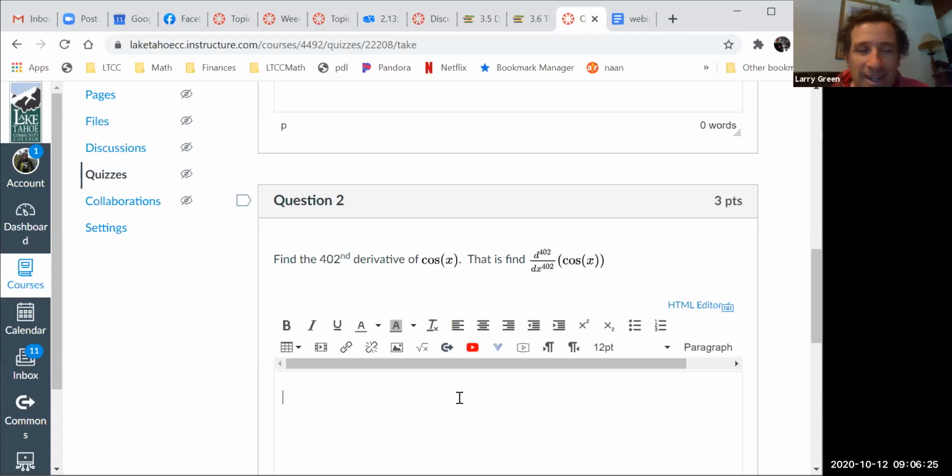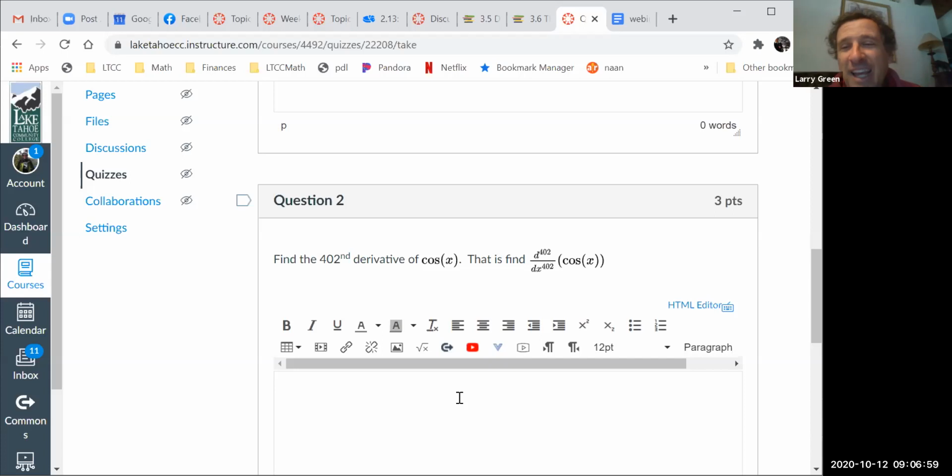What do you remember about the higher derivatives of the cosine? There's a special number. What's that special number? The pattern number. Yeah, 4. So we know that every fourth derivative, you're back to the cosine. Okay, and I proved that last time, if you remember. So every fourth derivative, you're back. So all we need to do is find the remainder of 402 when you divide by 4.